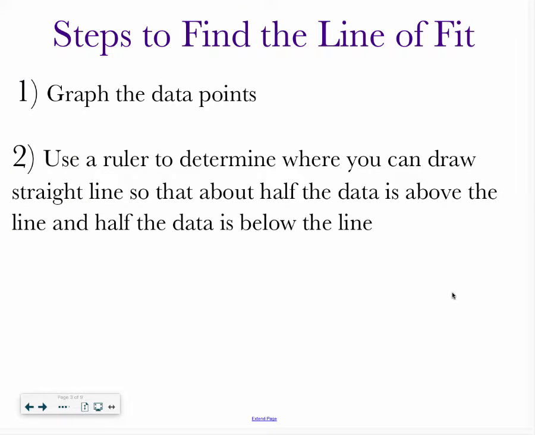So some steps to find the line of fit. The first step is to take the data points and graph them, okay? Once you have graphed those data points, you want to use a ruler. Remember, the rulers are in the bottom drawer of the turn-in bin. Use a ruler to determine where you can draw a straight line so that about half of the data is above the line and half the data is below the line.